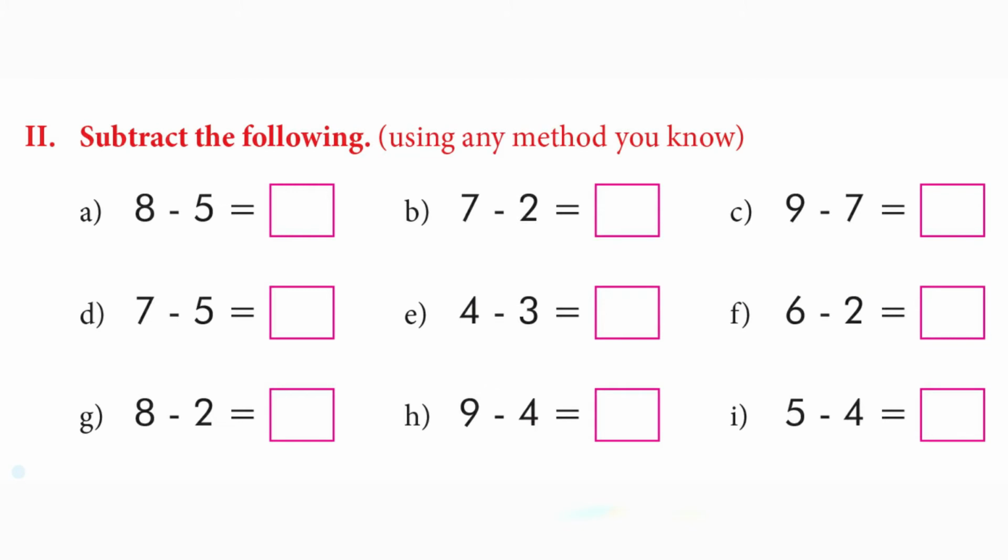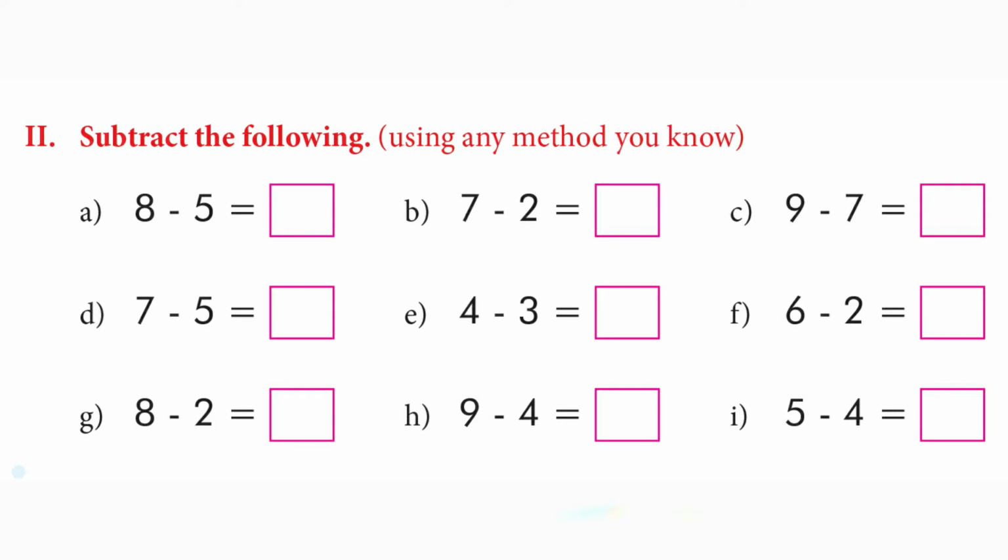Here they have given: subtract the following using any method you know. So we talked about a few methods, right? Number line method, counting backwards, and crossing out using the abacus. So whichever you want. Today I'm going to use the counting backwards method.